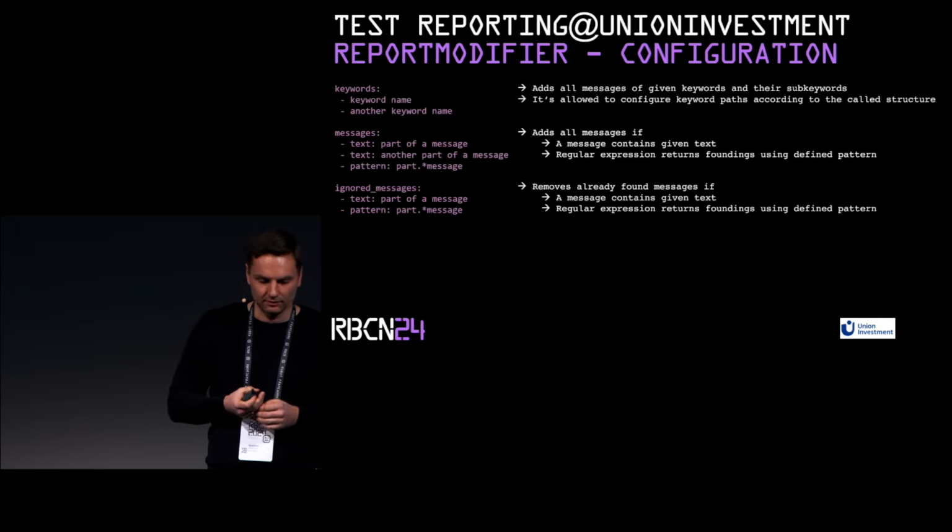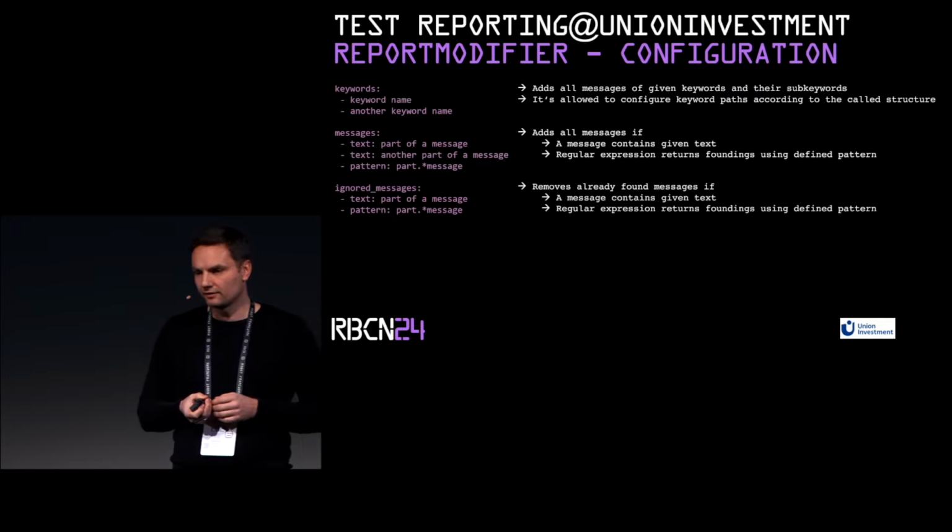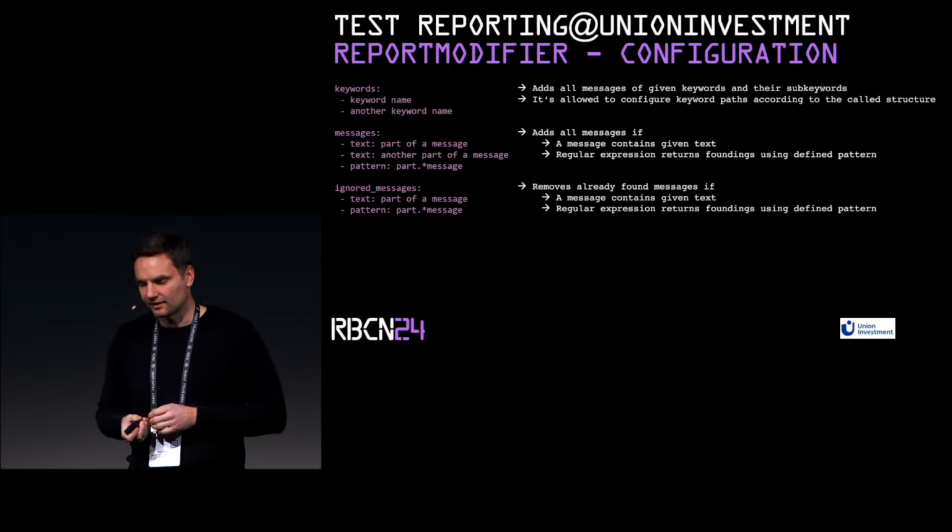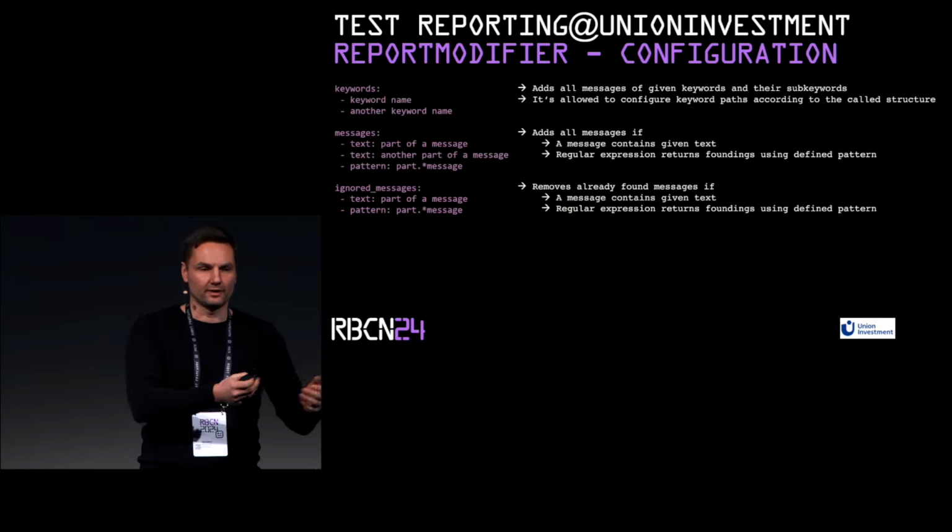Using them, we saw, okay, there are too many messages. So maybe we found 12 of them and we need only 10. So we decided to have the option ignore messages, where you can remove the already found parts.